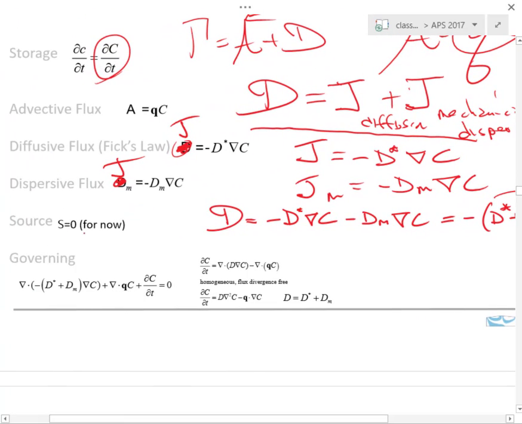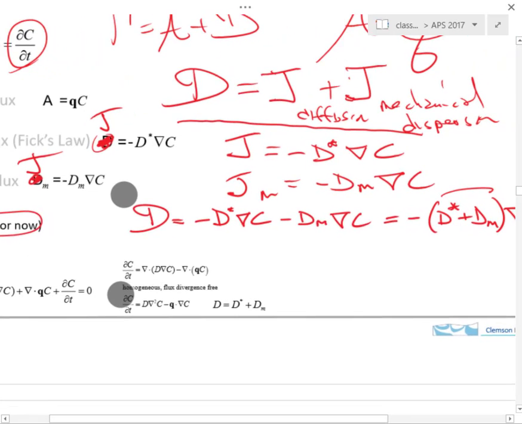What I'm going to do is say for now the source term is equal to 0. Remember, a couple of weeks ago we just focused on the source term. That was where we were having chemical reactions take place. So let's for now leave that alone. We'll get back to it soon enough, but let's just set that equal to 0 for now.